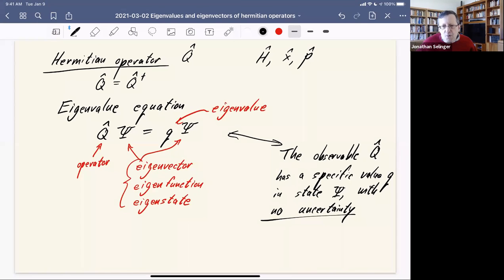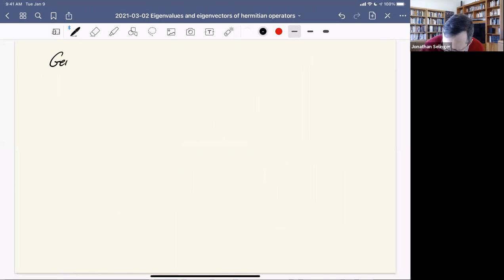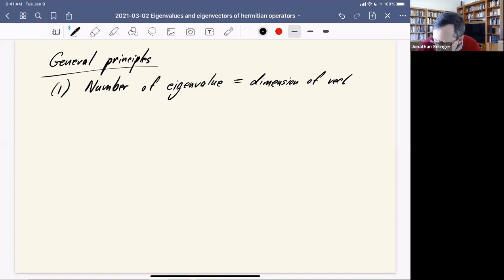Okay, so the point of what I am trying to show you today is that all the principles that we talked about yesterday for matrices, they all work here. So let's remember what those general principles are. Okay, so for the general principles, I had five of them. One of them is that the number of eigenvalues equals the dimension of the vector space. So for a 2x2 matrix, that's 2. For a 3x3 matrix, that's 3.